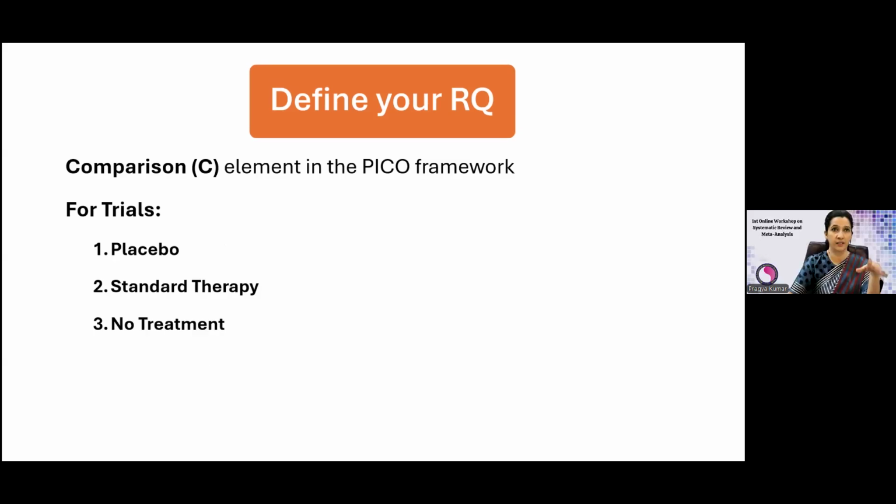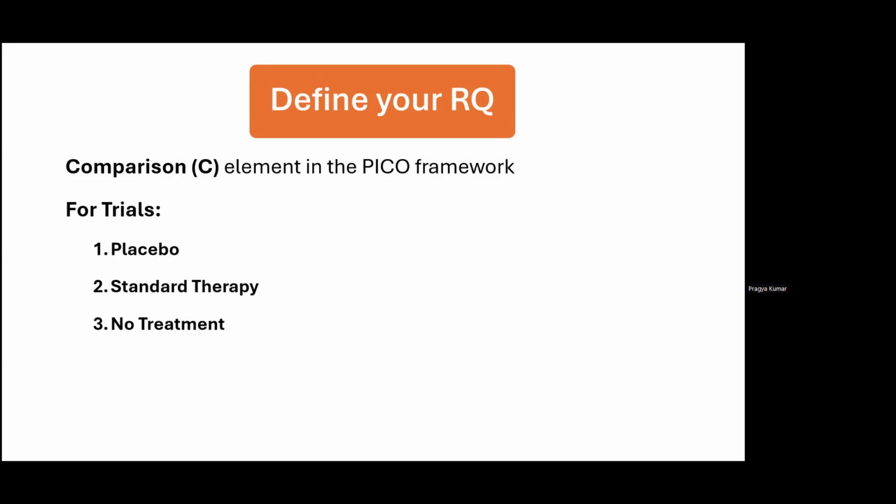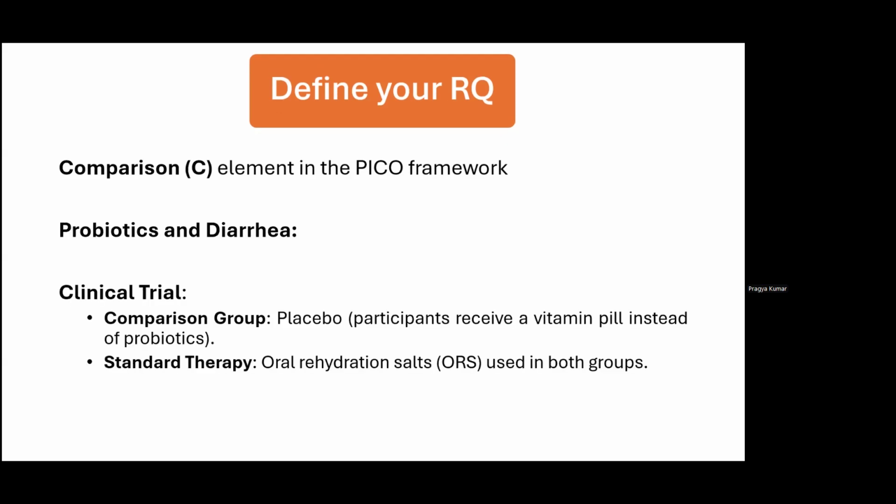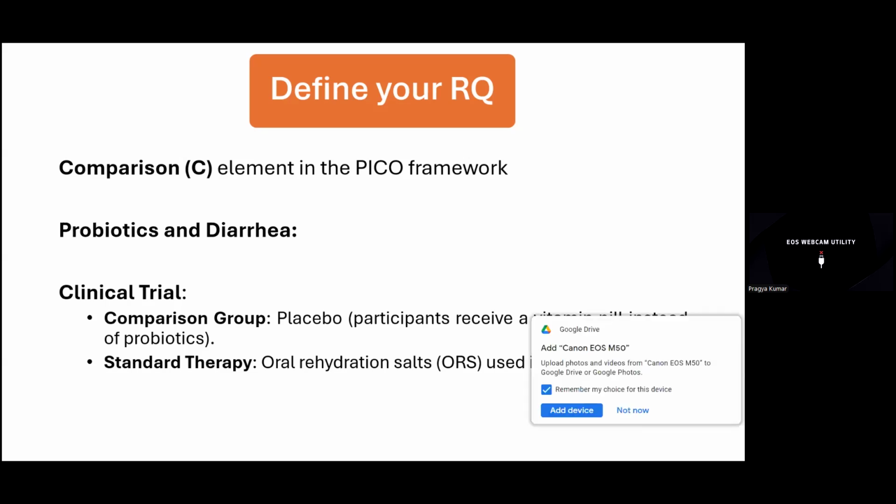In the comparison also, you have to write that you will take all the comparison groups, whether a placebo, a standard therapy, or no treatment. Coming to the comparison element, in the case of diarrhea, you can have a placebo where the participants received a vitamin pill instead of a probiotic. And as a standard therapy, you can take the children who have got ORS used in both groups.